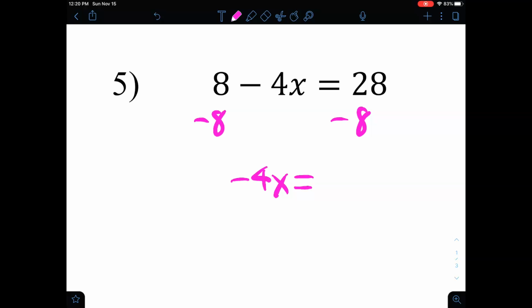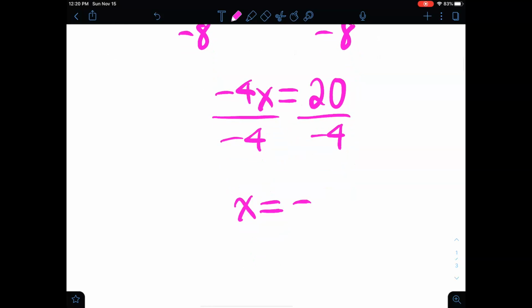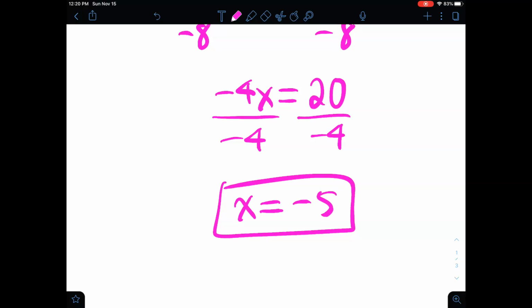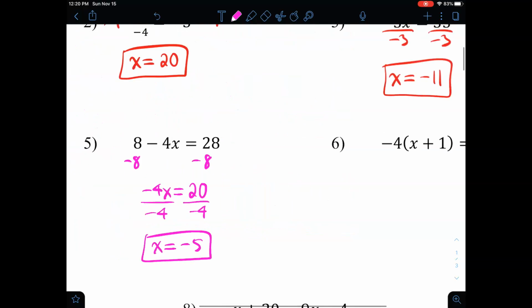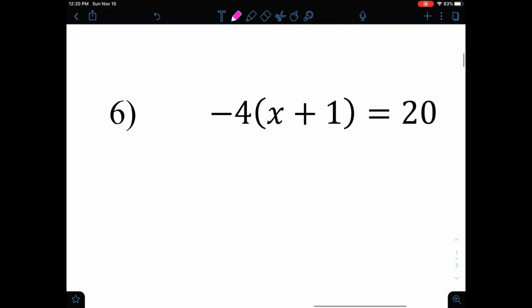And now we have negative 4x equals 28 minus 8 is 20. And now we have negative 4 times x equals 20. How do we undo multiplying by negative 4? Well, we divide by negative 4 on both sides. So x is going to be equal to 20 divided by negative 4 is negative 5. All right, last problem on this row.